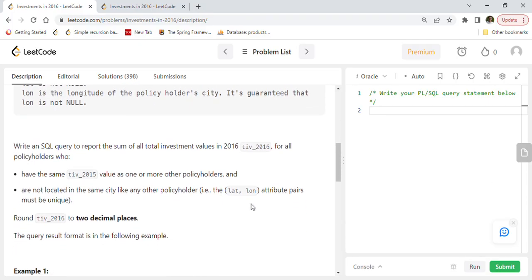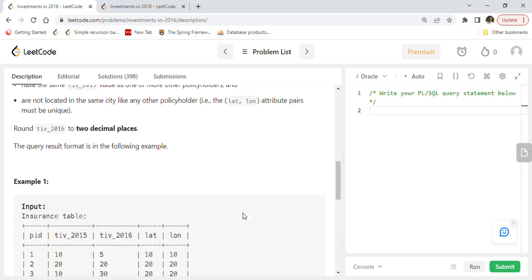Write a SQL query to report the sum of all total investment values in 2016, TIV_2016, for all policyholders who have the same TIV_2015 value as one or more other policyholders, and are not located in the same city as any other policyholder. That is, the latitude, longitude attribute pairs must be unique. Round TIV_2016 to 2 decimal places. The query result format is in the following example.